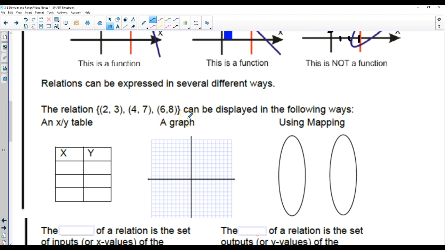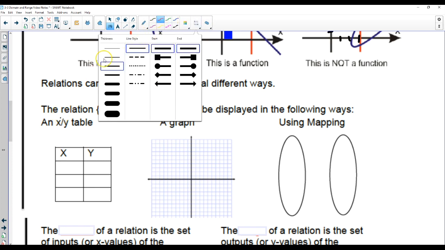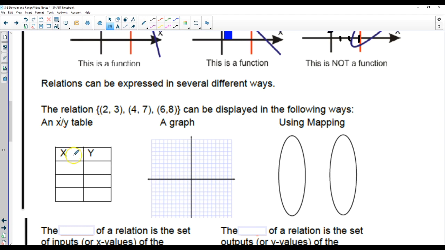If you have a list of ordered pairs, that's a relation. Sometimes, too, we will display them on an XY table. You guys have definitely seen this before. Here, the x's would be 2, and then I've got a y of 3, so there's that ordered pair. I've got 4 as an x and y as a 7, and I've got 6 and 8. That's one way to display this relation.